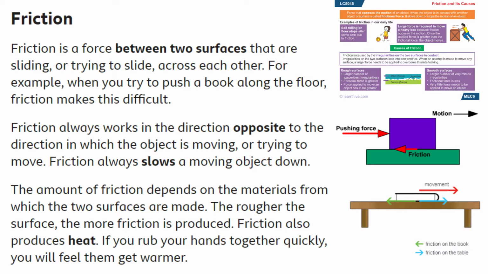So, friction is a force between two surfaces that are sliding, or trying to slide, across each other. For example, when you try to push a book along the floor, friction makes this difficult. Friction always works in the direction opposite to the direction in which the object is moving or trying to move.